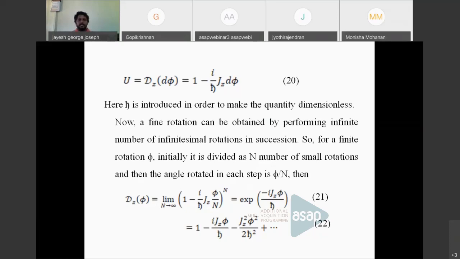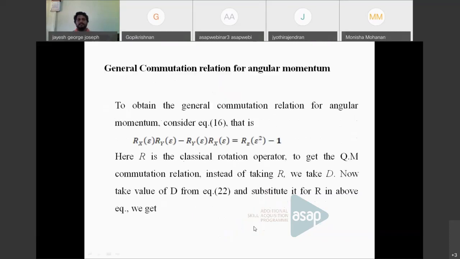Now, a finite rotation can be obtained by performing an infinite number of infinitesimal rotations in succession. So, for a finite rotation phi, it is initially divided into n small rotations, and the angle rotated in each step is phi by n. Then Dz of phi equals the limit as n tends to infinity of 1 minus i by h cross Jz phi by n, all raised to the power n. This equals the exponential, using the expansion of the exponential.